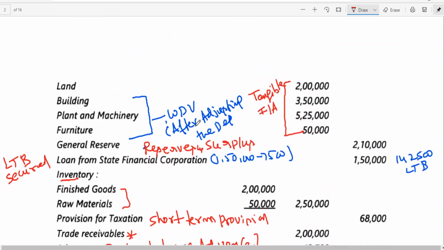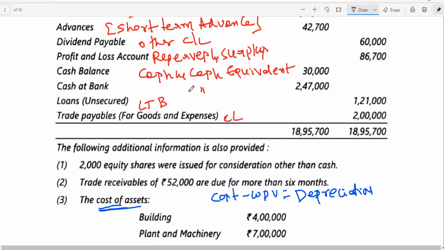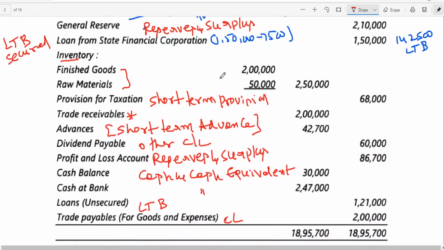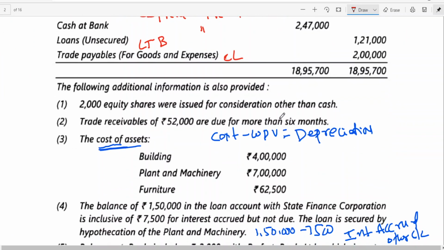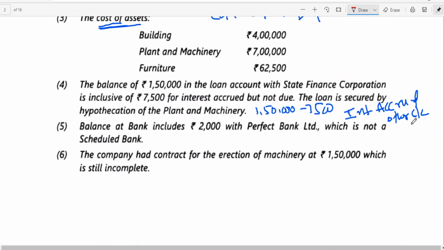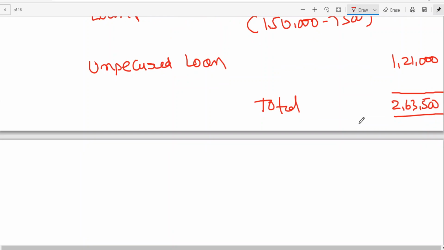So after long-term borrowings, I think the problem we can see I have written other current liabilities. You can see the headings I have written already. Other current liabilities. We are having dividend payable and 7,500 adjustment is there. The 7,500 will go to other current liabilities. Interest accrued, other current liabilities. So two items I am having of other current liabilities.